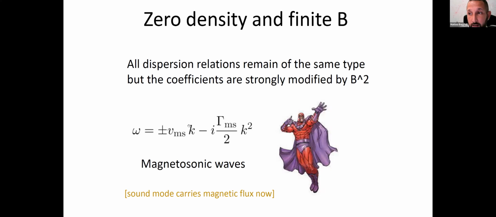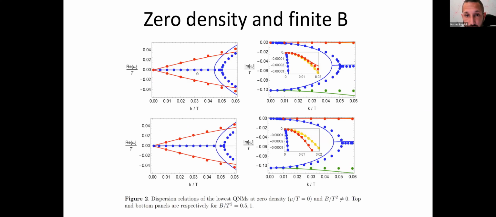You can see that if you do the complete structure, this is still a sound mode. It propagates linearly with a certain attenuation constant. But if you study it in detail, you will see that this mode carries magnetic flux. Indeed, both the speed and attenuation constant become strongly dependent on the magnetic fields. Here you can see an example. This is zero density and finite magnetic field. You still see this propagating magnetosonic wave, and the speed now is very different from the speed of sound in a conformal fluid.